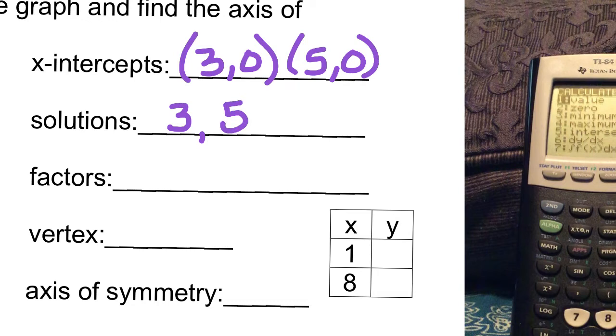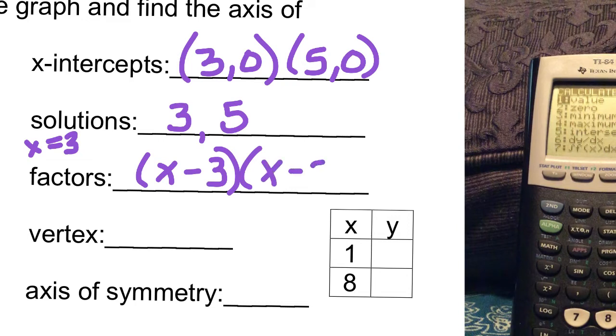Now think backward. If x equals 3, then the factors would have to be x minus 3 times the other factor. If x equals 5, it'd have to be x minus 5. Those are the two factors that we set equal to 0.